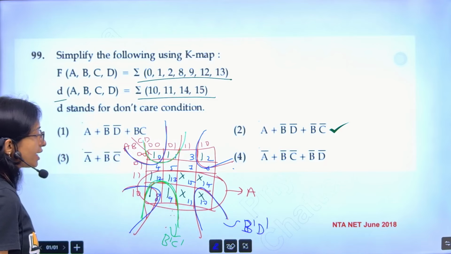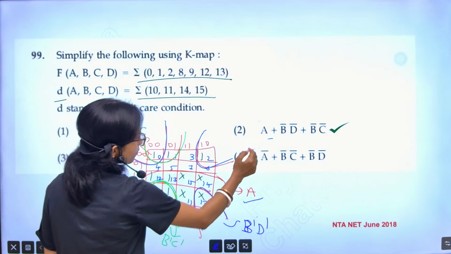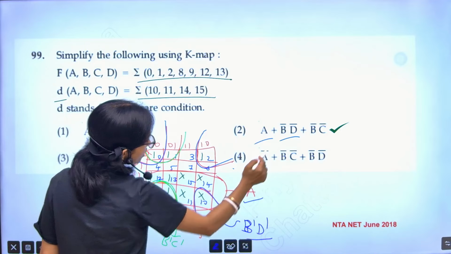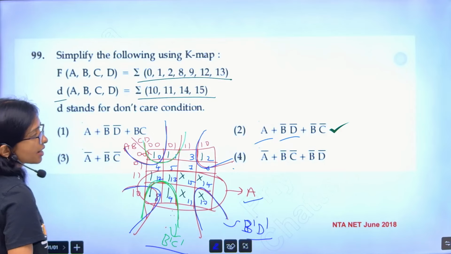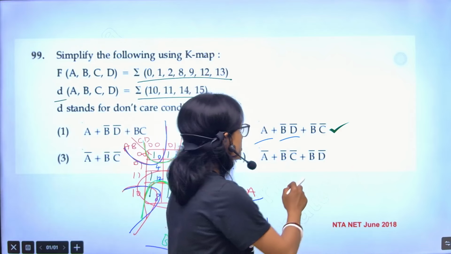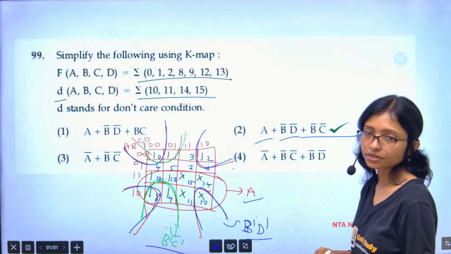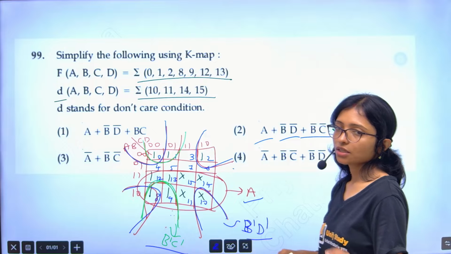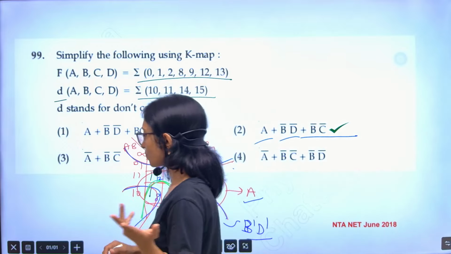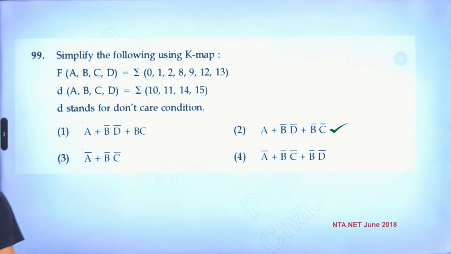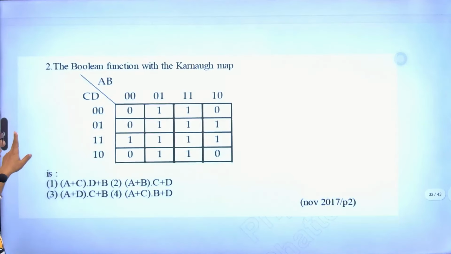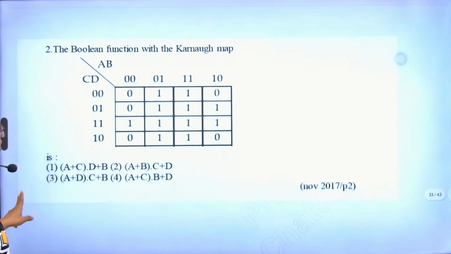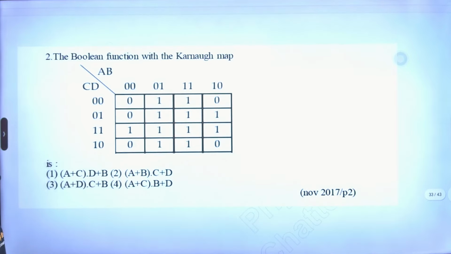So my final answer is A plus B bar D bar plus B bar C bar. So your answer is coming this one. Clear? Yes. You need to improve your thought process. This is the way you can solve. So now tell me the answer for this one.